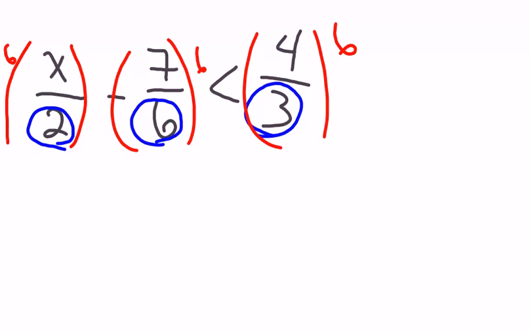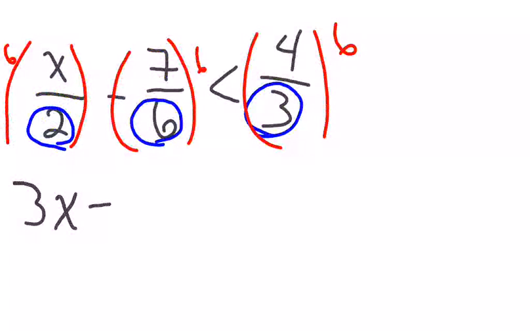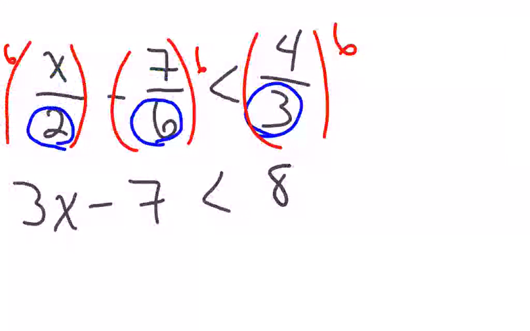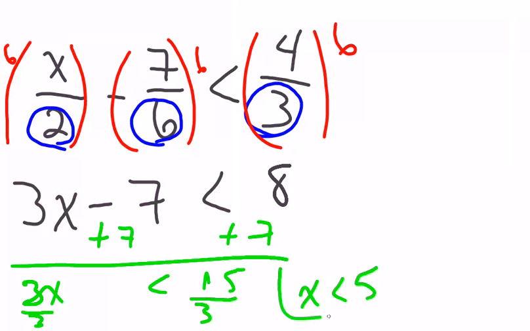So what does that mean for our equation? So this first one, we got 3x, so we're going to write that there, minus the second one we got 7, and the last one we got 8. Now this makes it a lot easier to solve, and so we need to add 7 to both sides. We get 3x is less than 15. Divide by 3 on both sides, so x is less than 5 is our answer.